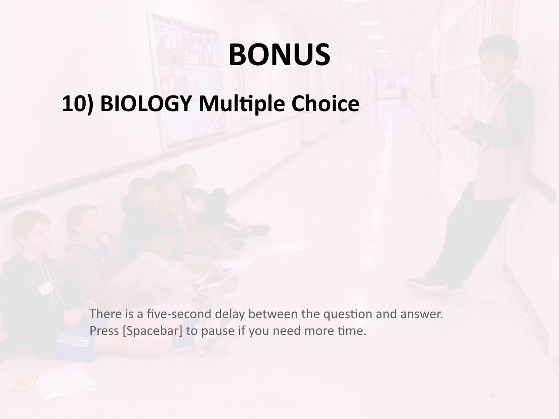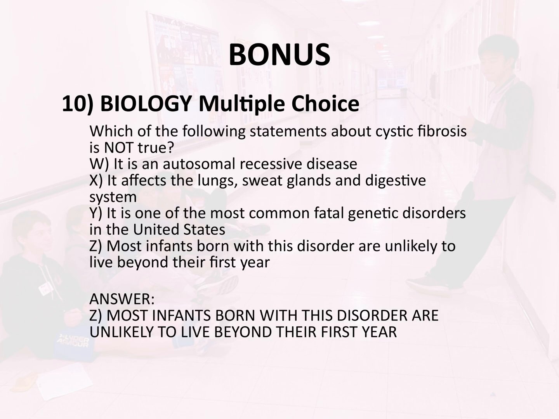Bonus 10. Biology. Multiple choice. Which of the following statements about cystic fibrosis is not true? W. It is an autosomal recessive disease. X. It affects the lungs, sweat glands, and digestive system. Y. It is one of the most common fatal genetic disorders in the United States. Z. Most infants born with this disorder are unlikely to live beyond their first year. Answer. Z. Most infants born with this disorder are unlikely to live beyond their first year.